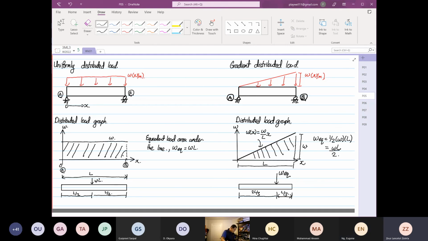I'll let you guys finish copying first. Yeah, I need another 10 more minutes on this example. Yes, this is a right angle triangular load. For other shapes we have to use the integration method, which I will teach later in class, I think on the last week of class.